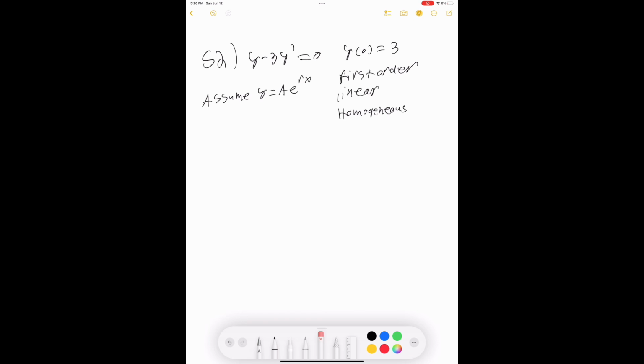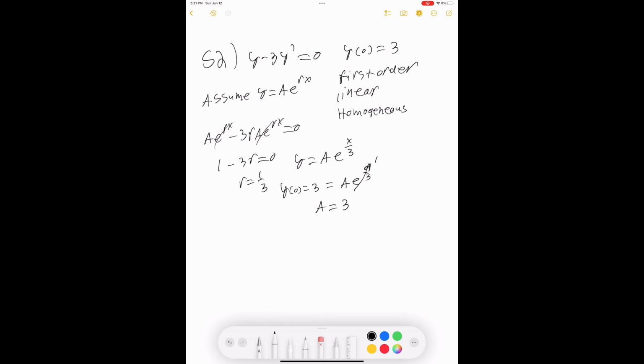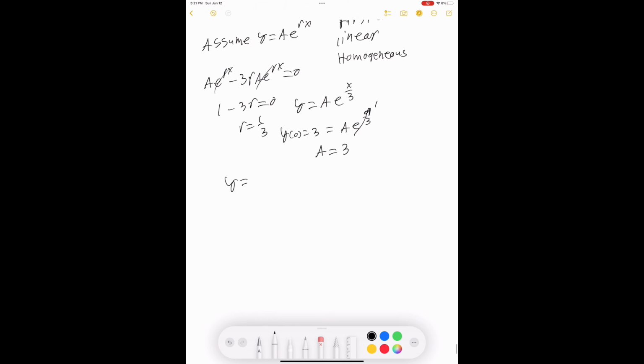So our last question here in the mathematics section is a differential equation with initial conditions. We know what y naught is, so we're going to be finding the homogeneous solution to the differential equation and then using our initial conditions to find what our constant is, right? So we're going to have a e to the rx minus 3r a e to the rx equals 0, 1 minus 3r equals 0, r equals 1/3, so our solution is going to be y equals a e to the x over 3, but we know y0 is 3, so 3 equals a e to the 0, a equals 3, our solution is y equals 3 e to the x over 3, and that's it.